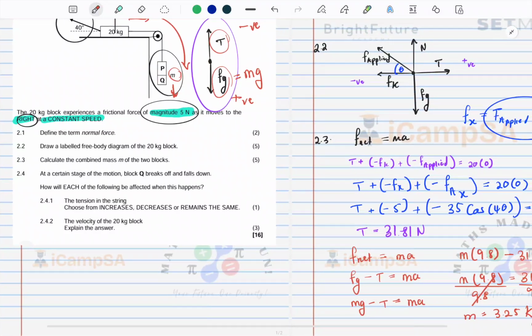Now let's look at this next question. They're saying at a certain stage of motion, block Q breaks off and falls down. So one of these breaks off and falls down, which is your Q here. Now we don't have Q. When we don't have Q, how will each of the following be affected? They're asking us about the tension in the string, to choose increase, decrease, or remain the same. Then they're asking about the velocity of your 20 kg block, and to explain.